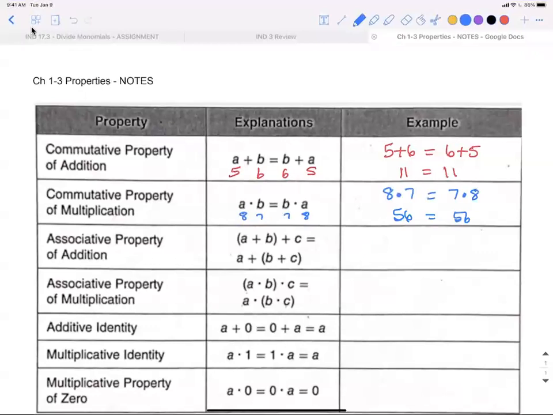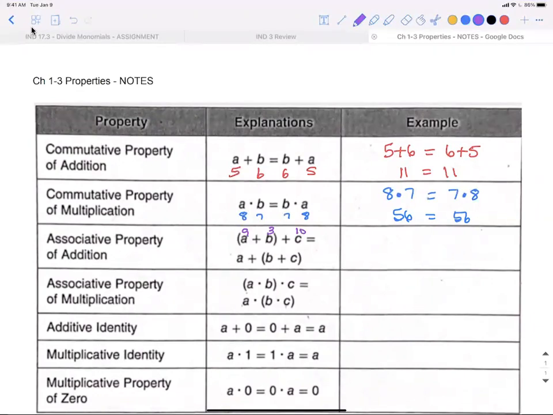All right, so now we've got the associative property of addition, okay? And we've got A, B, and C that we need a number for. So somebody give me a number for A. 9. All right, so in this case, A is going to be 9. Somebody give me one for B. 3. All right, and someone give me one for C. 10. All right.